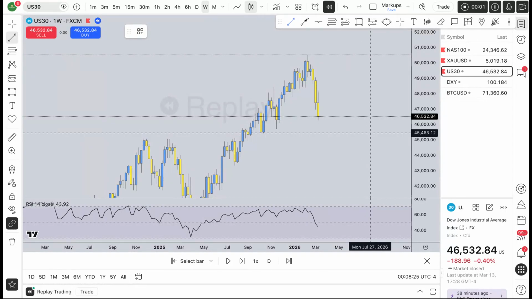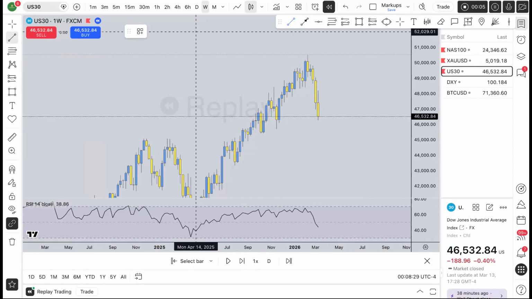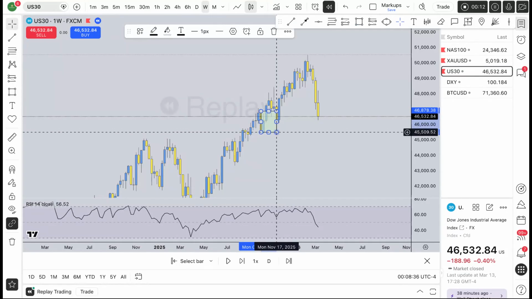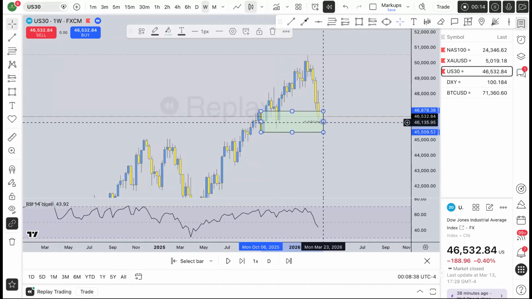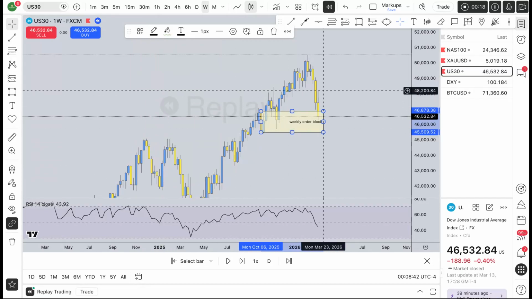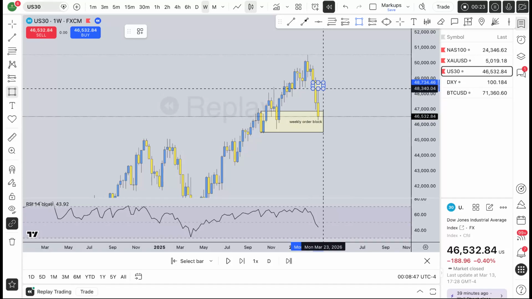Okay, so today we're going to backtest US30 on Wednesday, March 11th. So first things first, we're going to mark the weekly order block above and below price. Next, we're going to mark up the fair value gap that is currently above price.